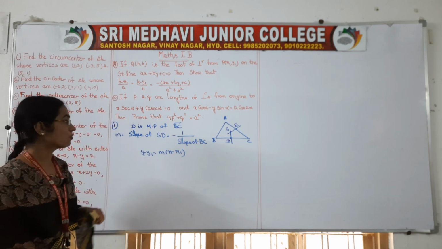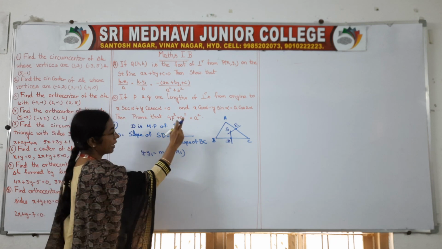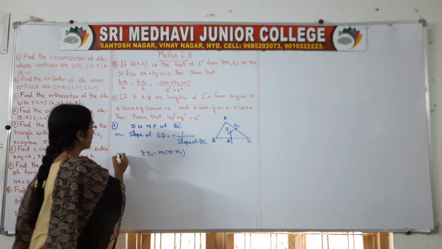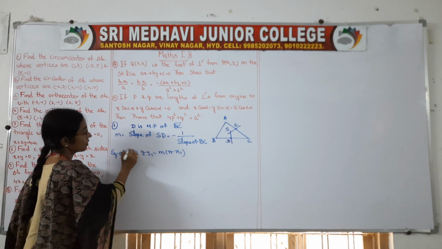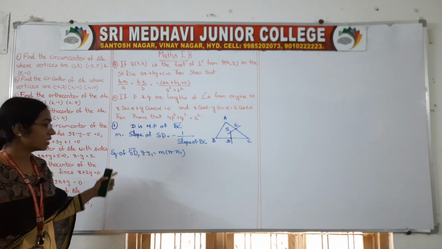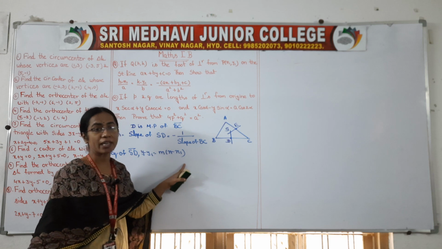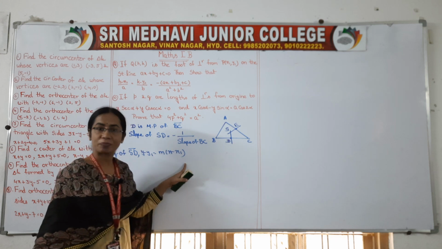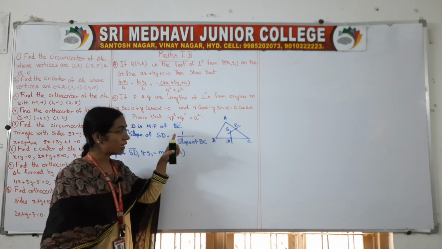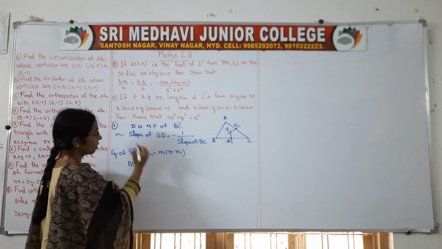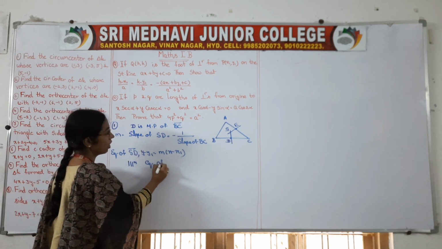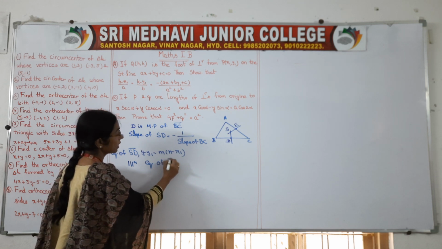If you apply this formula, you will get your SD equation, right? So we will write the equation of SD as y minus y1 is equal to m into x minus x1. Okay, this is your SD equation. Similarly, you find out the equation of SE, right?